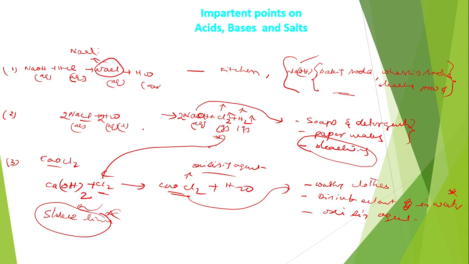So for this caustic soda, what you have to do? Electricity you have to pass through the aqueous solution of sodium chloride. So this is an aqueous solution. For this you have to pass the electricity. This is also called the chlor-alkali process. This is also important.